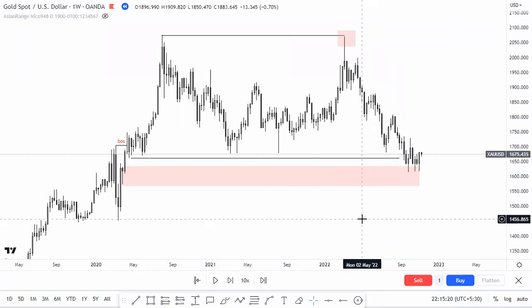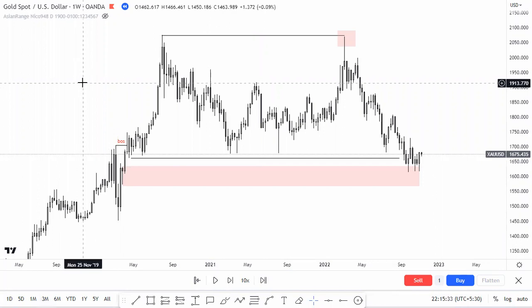What is a liquidity pool? Can anyone explain to me? Stop losses lying, an area with more stop losses. Exactly, that's it. Both answers are correct.